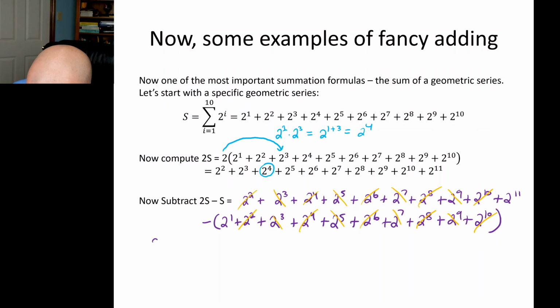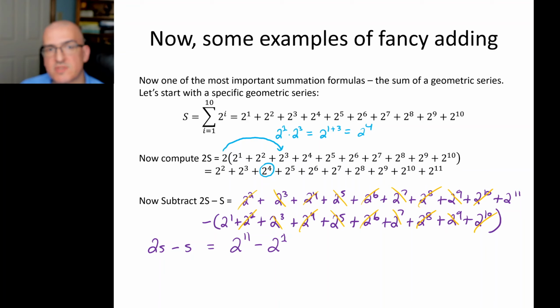So I have 2 times s minus 1 times s is equal to 2 to the power of 11 minus 2 to the power of 1. 2 times something minus 1 times something is just 1 times that thing. Like 2 apples minus 1 apple is 1 apple. So s is equal to 2 to the 11 minus 2, and that's it.